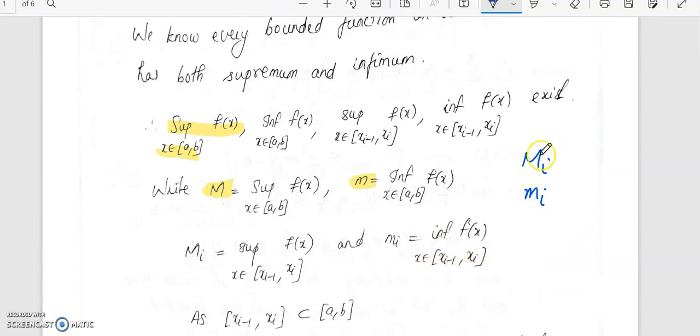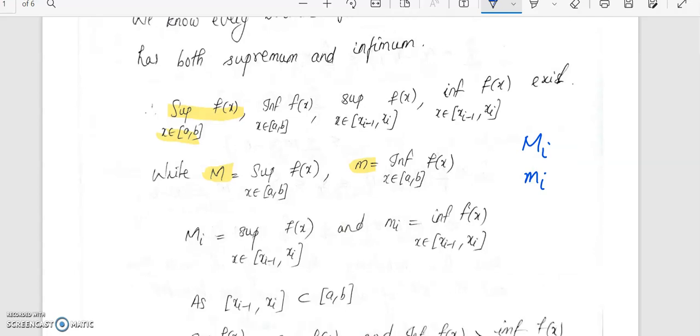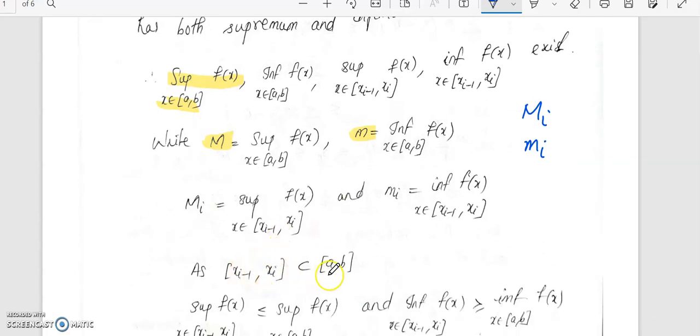In each subinterval, for the first interval we'll have small m1 and capital M1. Then for the second interval you will have small m2, capital M2, and so on. So we have small mi's and capital Mi's. Now as you can see, [xi minus 1, xi] is a subset of [a, b]. So the supremum over this interval will be less than or equal to the supremum over the closed interval [a, b].